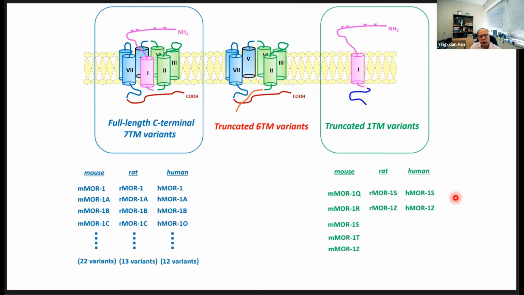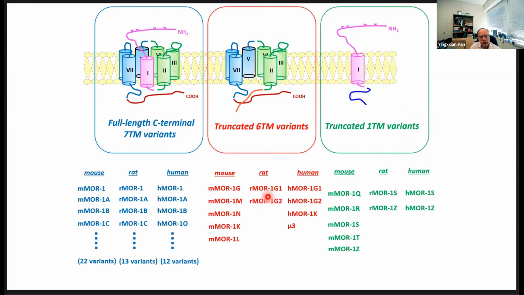Next is the truncated single TM variant. It only predicts a single, first TM, and is also conserved from mouse to human. Although the single TM doesn't bind any opiate, we demonstrated that the single TM can function as a molecular chaperone to facilitate 7TM expression. So that indicates the functional significance of the single TM variant, even though it doesn't bind to opiates.